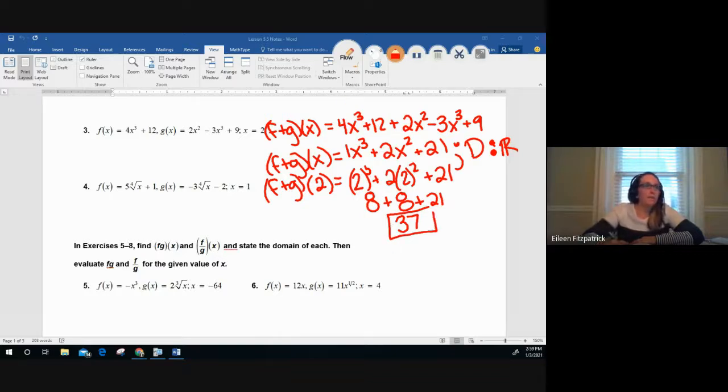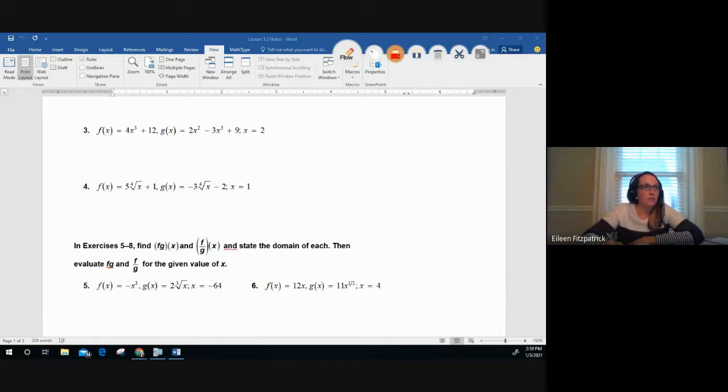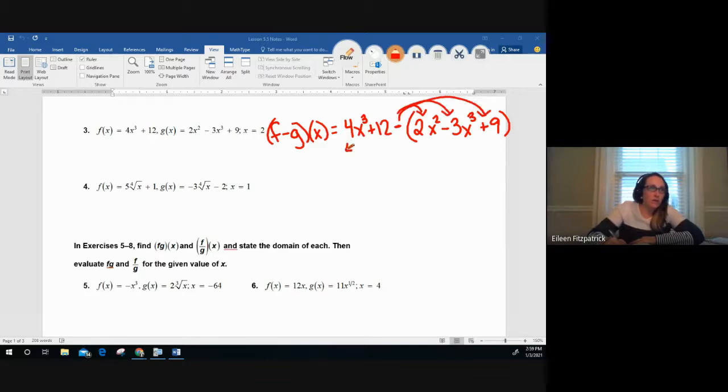Okay, same problem, but now we're subtracting the two functions. So I have f minus g of x. Now watch this and be careful. Write the f of x function first. 4x cubed plus 12 minus, put parentheses. I didn't care about the parentheses in the last problem because I was adding. It didn't change the sign of anything. But when you're subtracting the function, you have to change the signs of all the terms of the second function. So it's going to be 4x cubed plus 12 minus 2x squared plus 3x cubed minus 9.